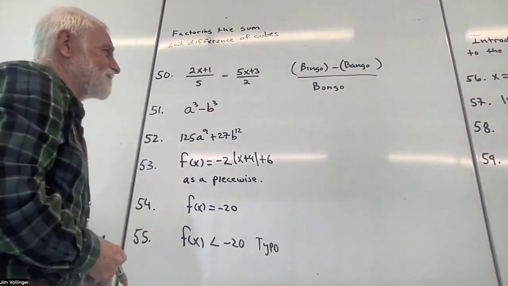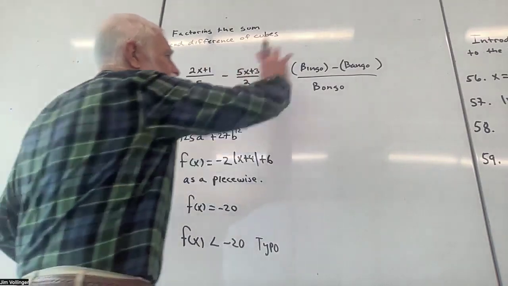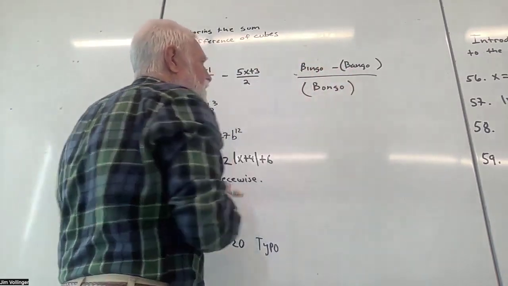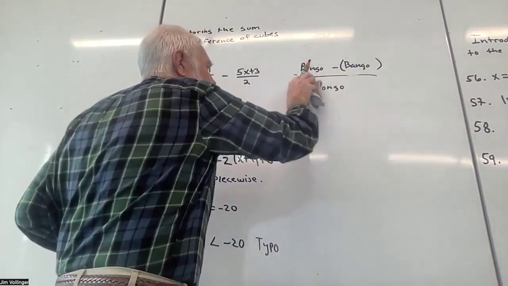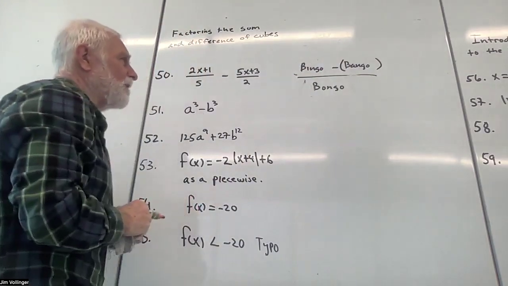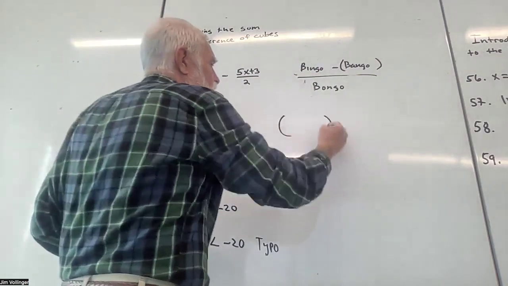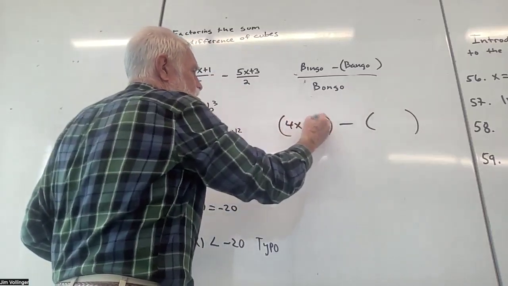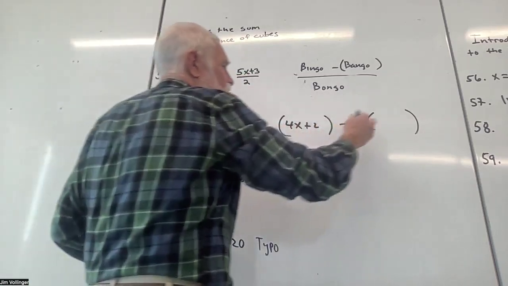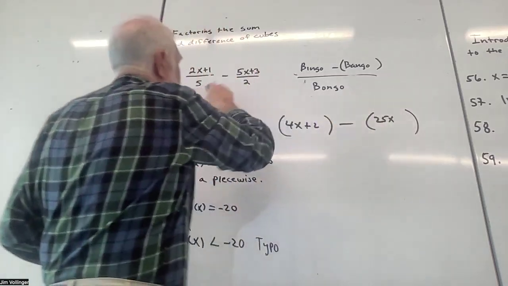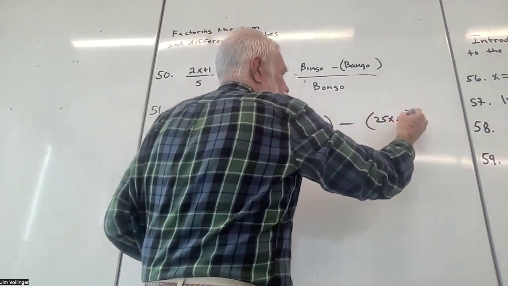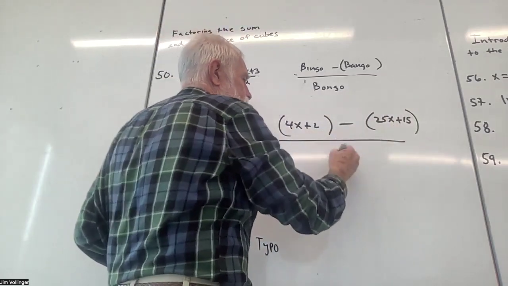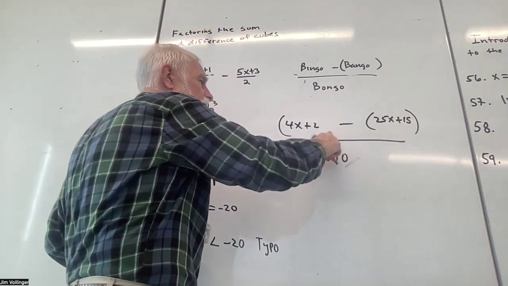Bingo, bango, bongo. Okay, now, once you get this down, you don't need parentheses for bingo, and you really don't need parentheses for bongo. But it's useful, I think, for quite a while to make sure you put bango in parentheses. All right, so what do we have? I'm going to do parentheses for everything. 2x plus 1 times 2, 4x plus 2. 5 times 5x plus 3, 25x plus 15, over 5 times 2. I'll just write 10. All right, now I don't need this parentheses really.